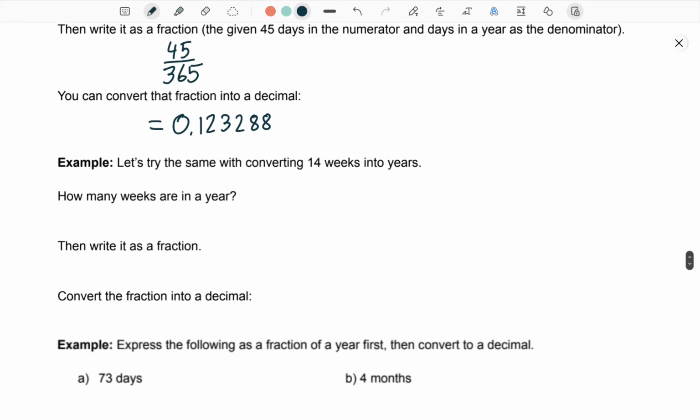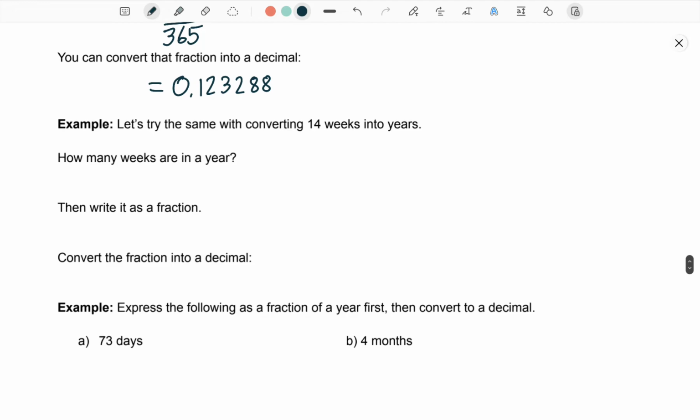Okay, let's do the same thing. So we're converting 14 weeks into years. So first, how many weeks are in a year? Well, there's 52 weeks in a year. Then we can write it as a fraction. So start off with the given number, the 14, over 52. And then you could do the actual division. And that would give you 0.26923 we'll go to.